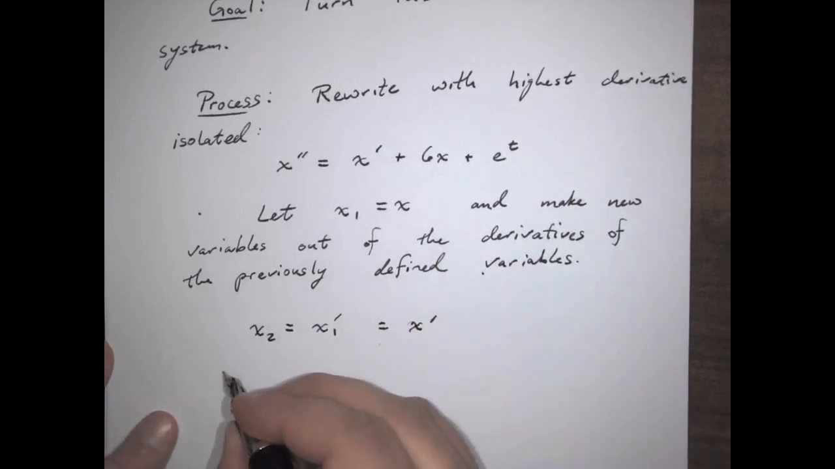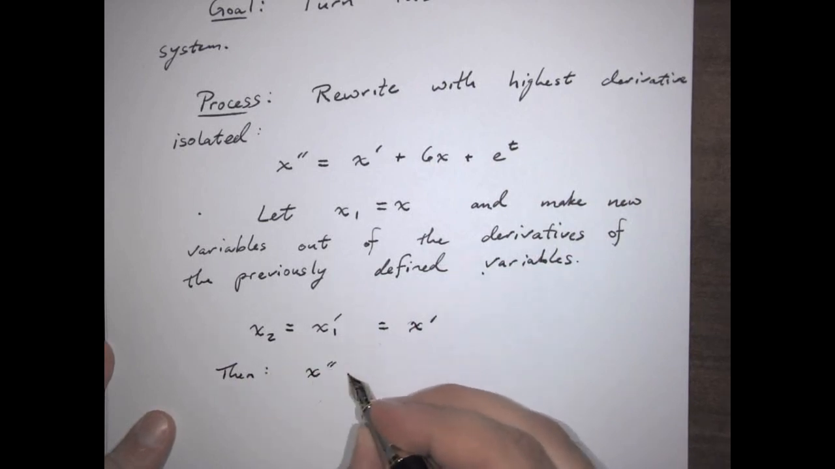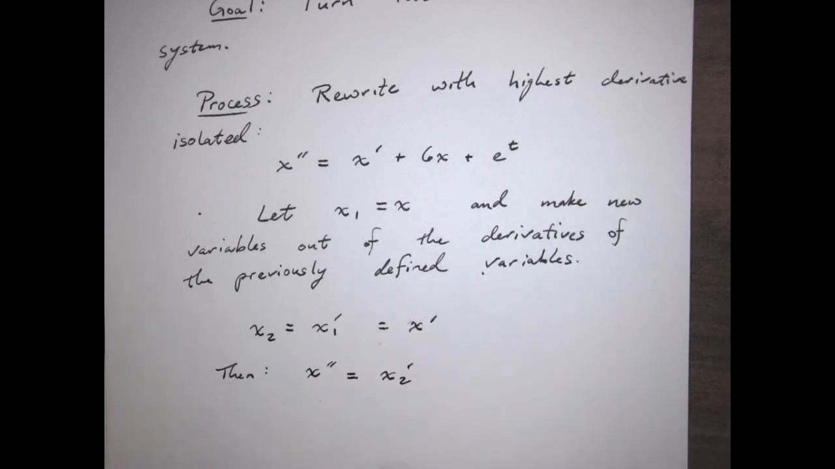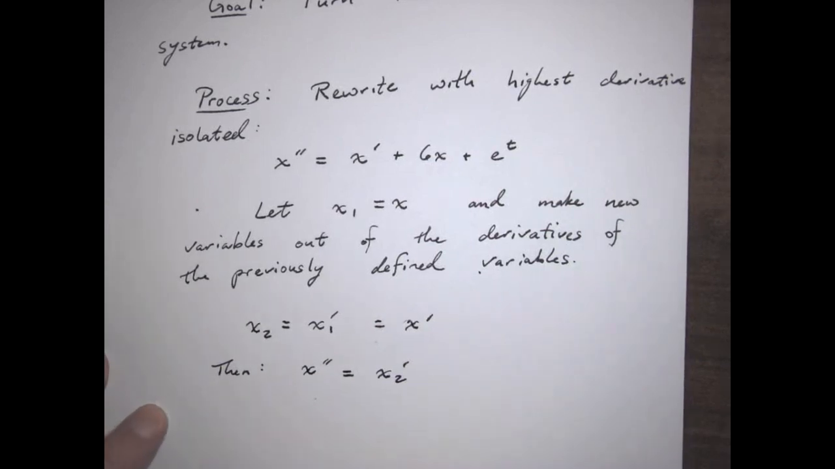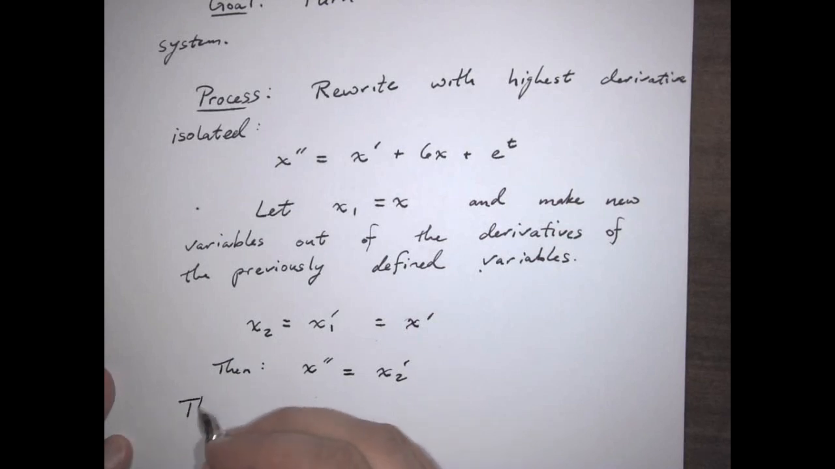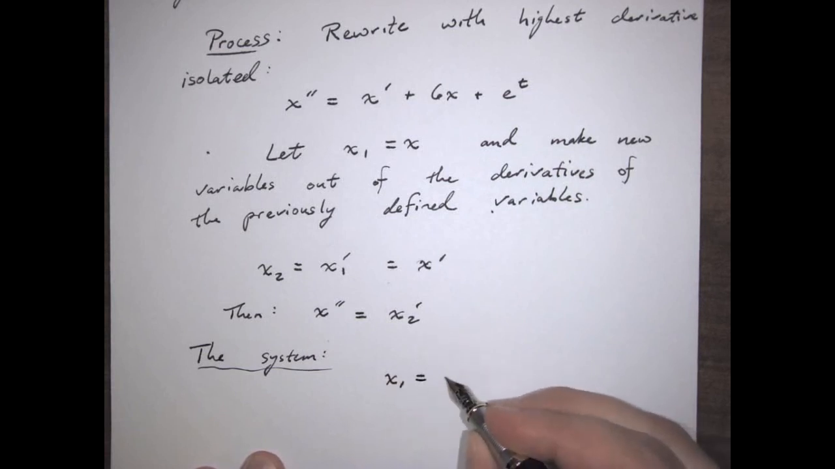That means then, x double prime is going to be the same as just x2 prime. So then, the system of equations that we would get is actually now essentially sitting in front of us. So then, the system would look like this. Well, x1 prime, by definition, is just equal to x2.